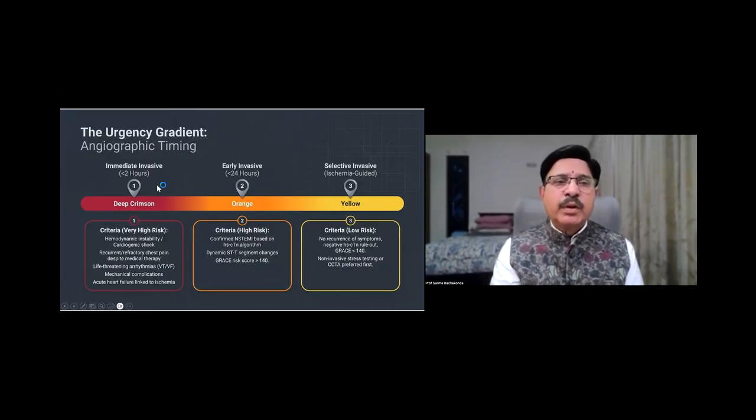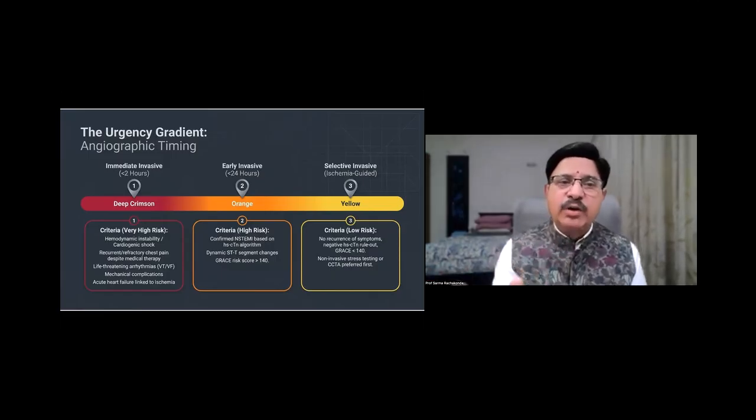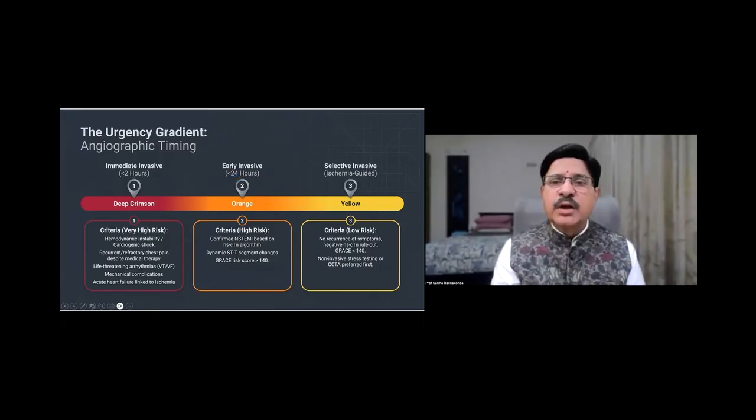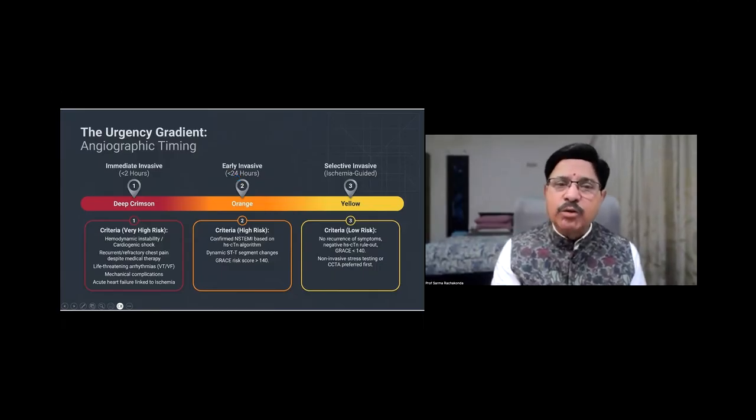Now, the urgency gradient. Angiography, when will I do it? Within 2 hours I will do, or within 24 hours, or depending on the ischemia as an elective procedure.